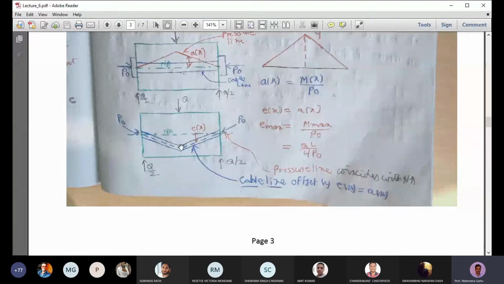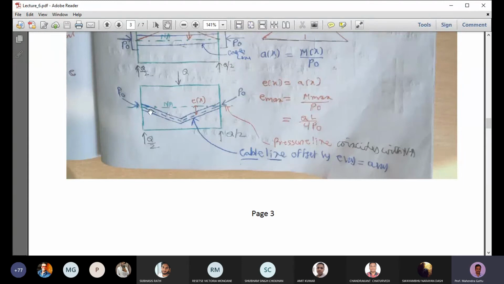So E max will be equal to M max by P naught. At the center, the maximum value is QL by 4 by P naught. So that is the maximum eccentricity. In this case, this is the new cable line, and this is the new pressure line, and the pressure line coincides with the neutral axis.